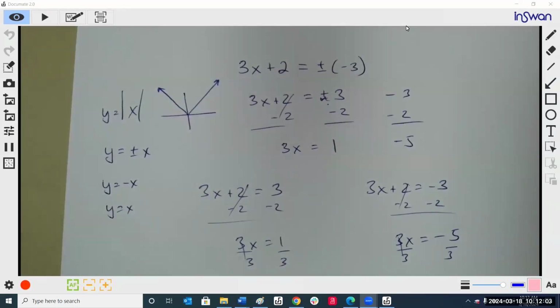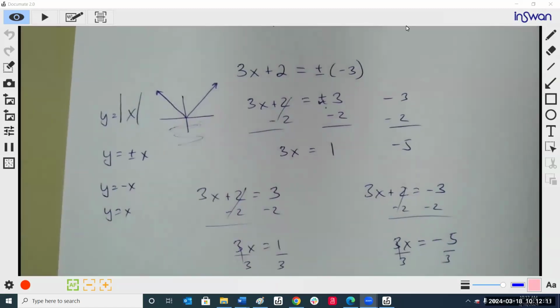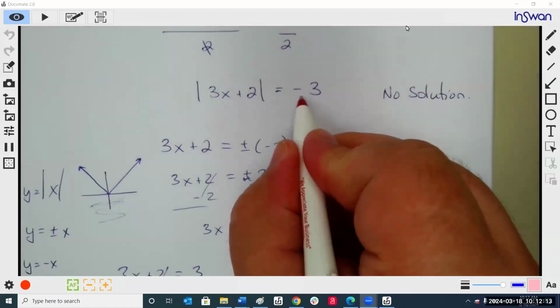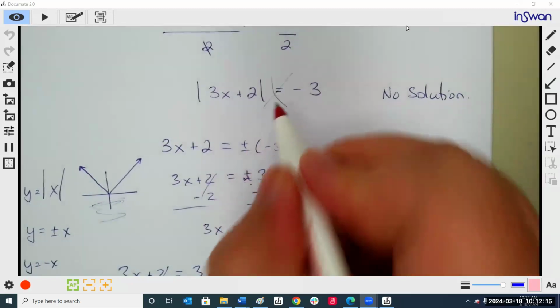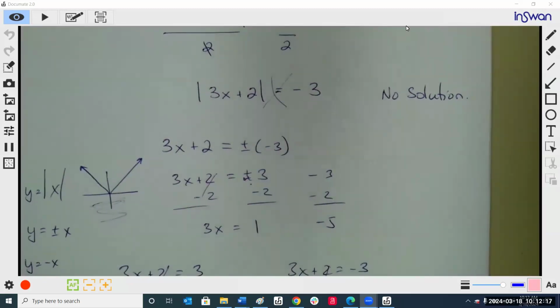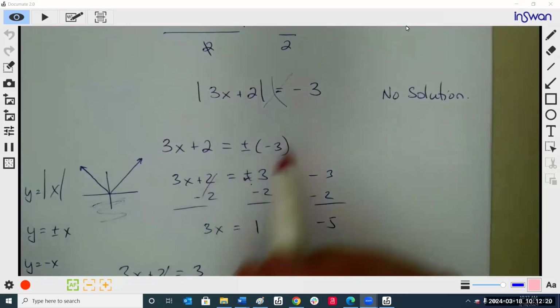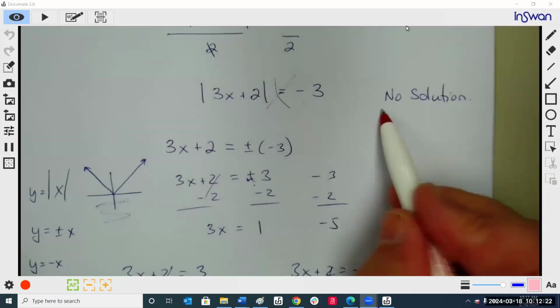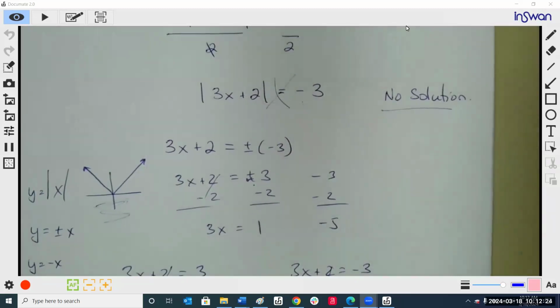Why is this helpful? Can my answers ever be negative? No, there's no graph down here. So you can never have an answer that's negative of an absolute value. Absolute values can never become negative. So once you get to this point here, you're done. You don't have to go any further.